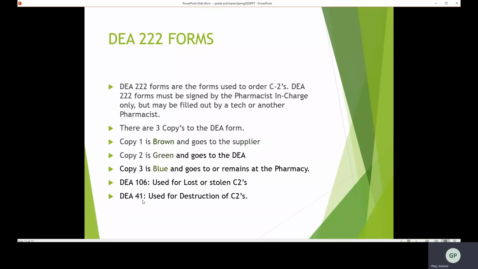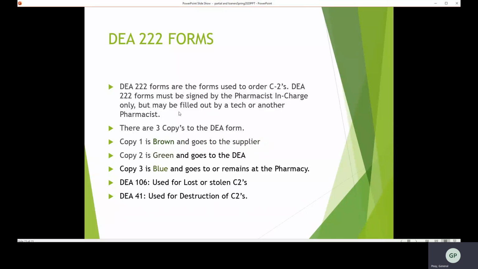Once you have some C2s, whether they have been damaged or whether they just expired, you request a DEA 41 and you place the C2s that are needed for destruction, and send them to the DEA. The DEA will send you a box and a bag that you need to seal, and then you place the meds in there, and then the DEA destroys those C2s.